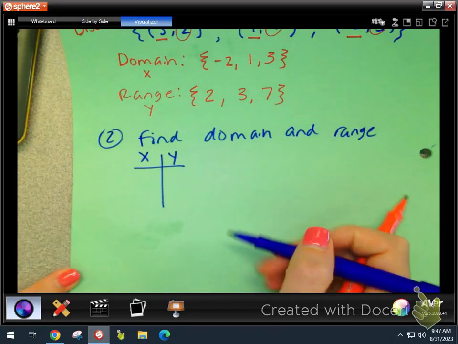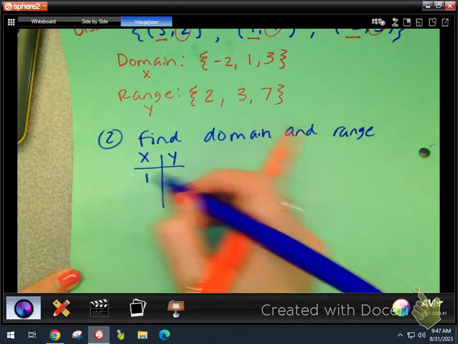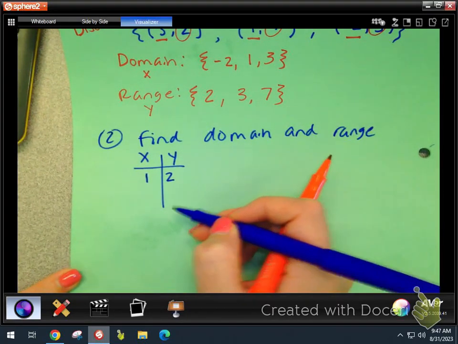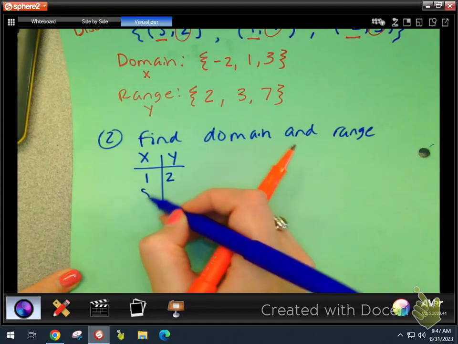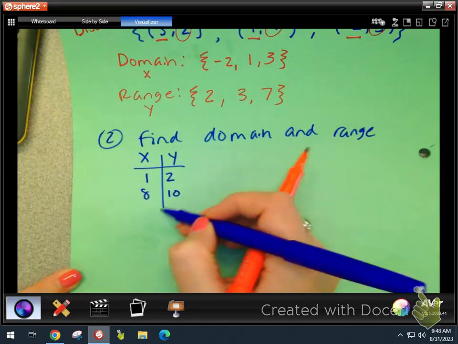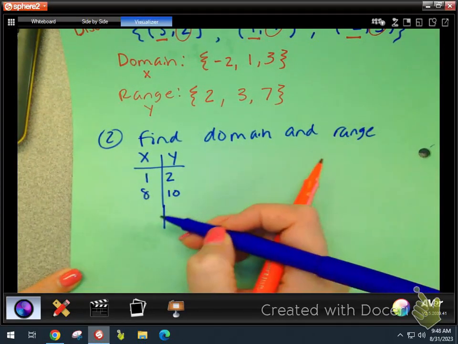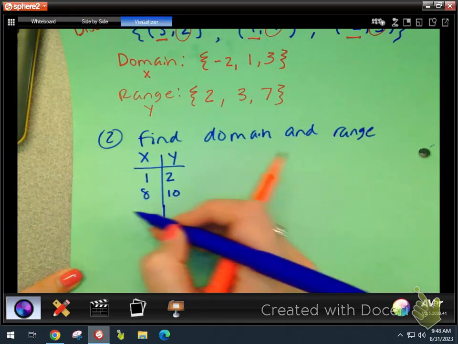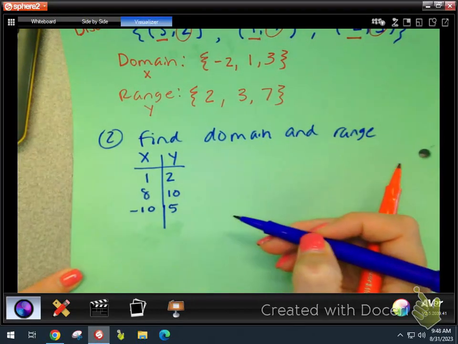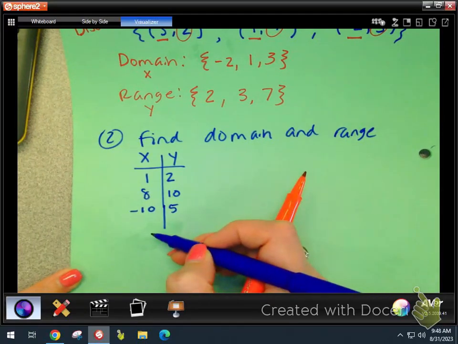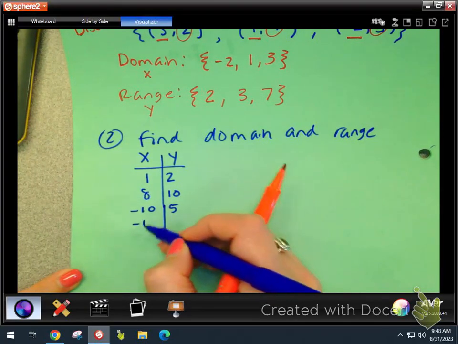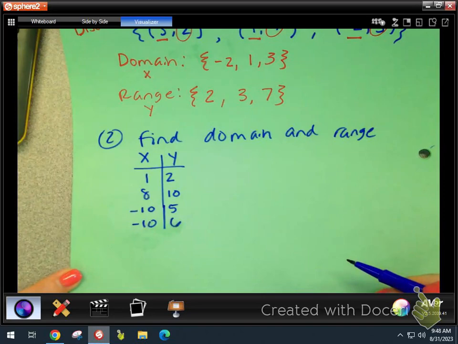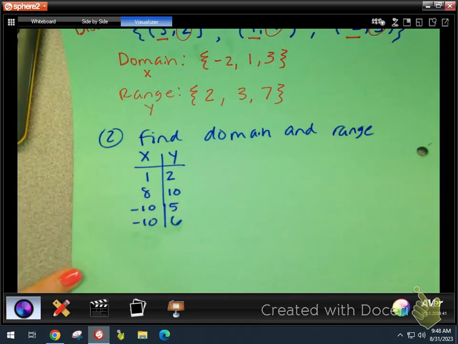Nick, give me a point. 1, 2. Mohammed, give me a point. 8 and 10. Braden, give me a point. Can we get negative? Yeah. -10 and 5. Zane, one more. -10 and 6. Okay. Is this a function? No. Why not? X repeats.